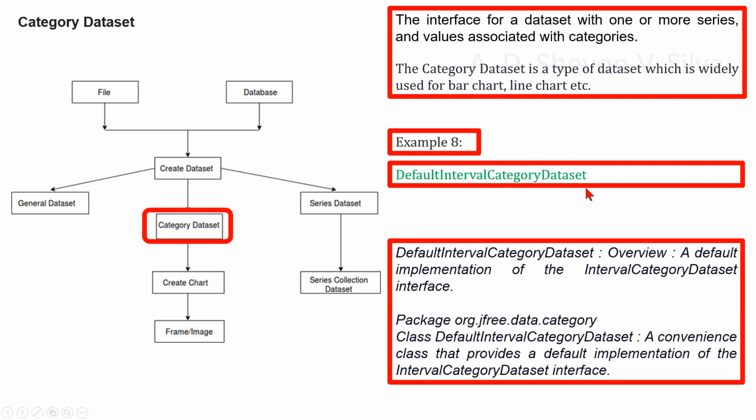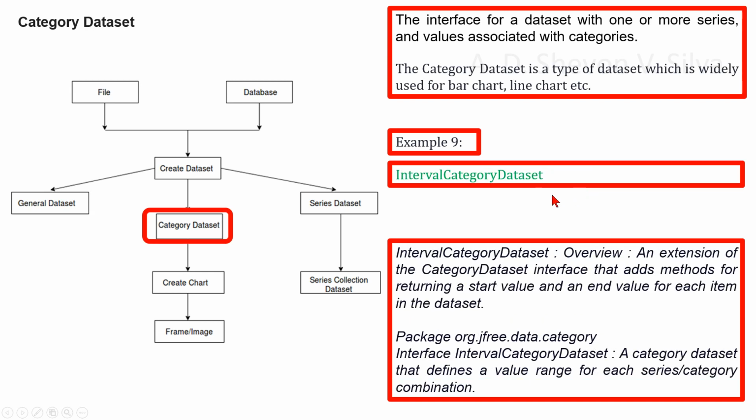Overview of DefaultIntervalCategoryDataset, a default implementation of the IntervalCategoryDataset interface. The class DefaultIntervalCategoryDataset in package org.jfree.data.category, a convenience class that provides the default implementation of the IntervalCategoryDataset interface. You can use this dataset with CategoryPlot and an IntervalBarRenderer.